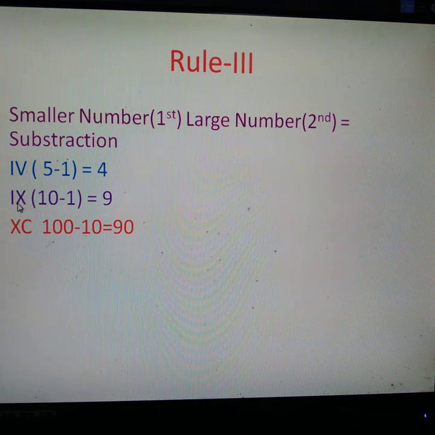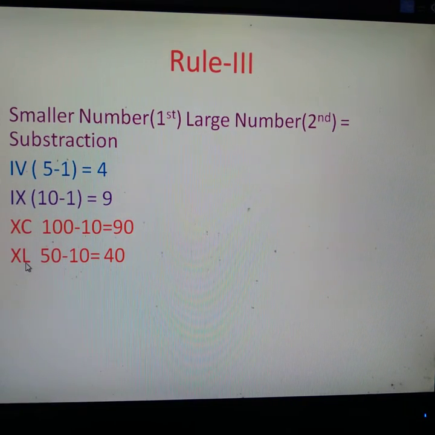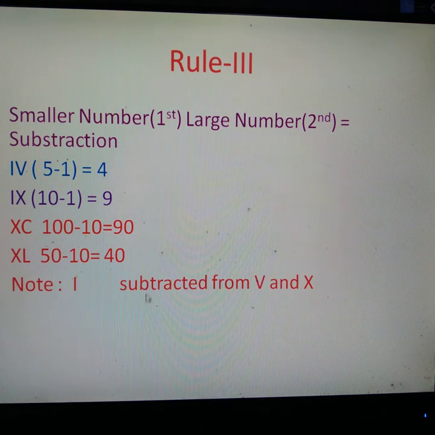In the same way, if a smaller number comes first and a larger number comes second, we can subtract X from C. The value of C is 100 and the value of X is 10. So 100 minus 10 is equal to 90. In the same way, we see that X comes first, L comes second. The value of X is less than the value of L. The value of L is 50 and the value of X is 10. So 50 minus 10 is equal to 40.